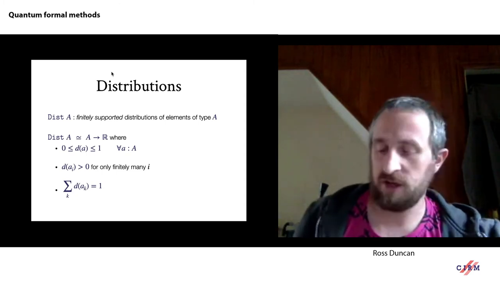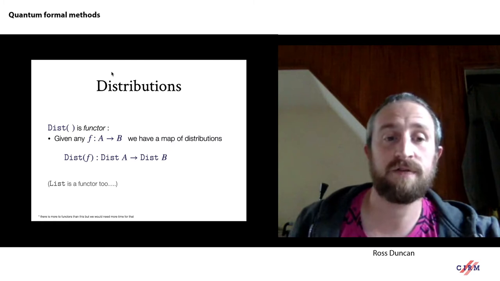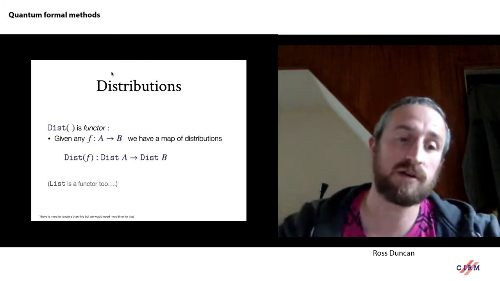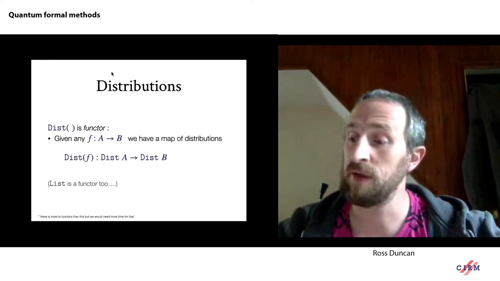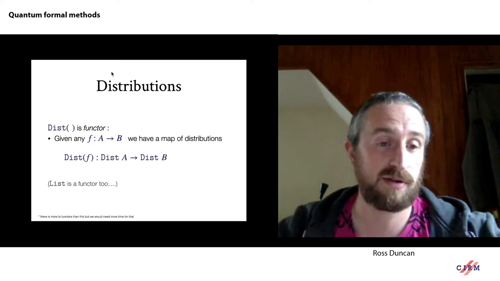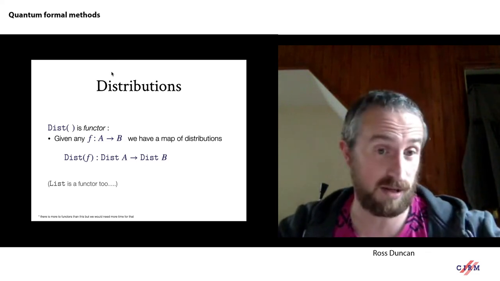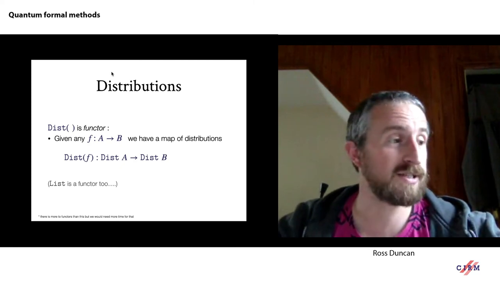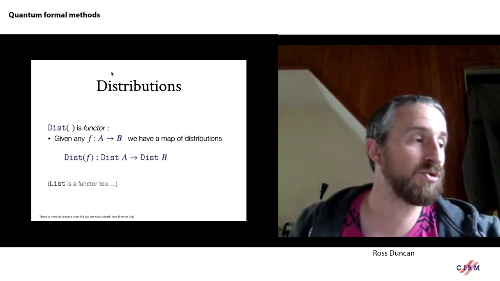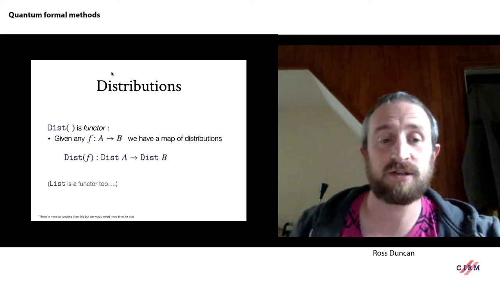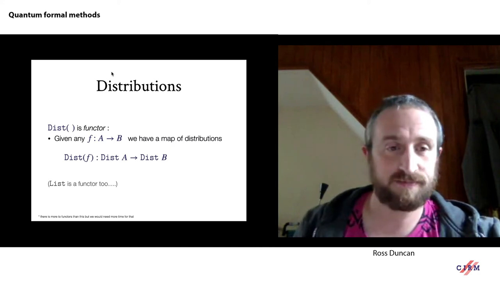It is worth noting that dist, as I described here, is a functor. So if I have any function from A to B, I can lift that function to a map between distributions by just taking whatever probability A gets in the distribution on the left, and then the image of A gets that probability in B. Of course, list is also a functor, so we can do the same trick with lists. I'll let you work that out for yourself. I'm not going to go too much into the full categorical details of what functors are all about today. So there's a bit more to it than just this, but none of it's going to be important for us.